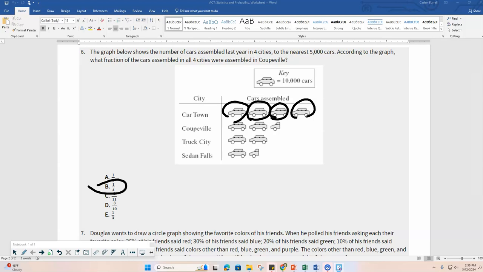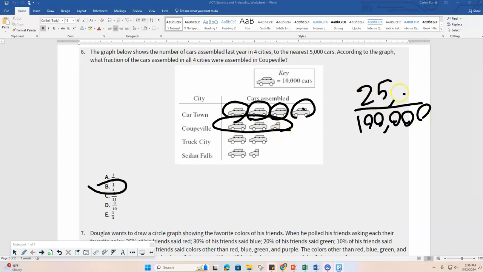Raise your hand if you did that. I'm just curious. Okay, awesome. So you ended up with 1, 2, 3, 4, 5, 6, 7, 8, 9, 10 10,000s. So it was like 100,000 on the bottom. And then just the cars in Coopville would be 25,000, and then you divided those. Is that what you're doing for those who did that one?